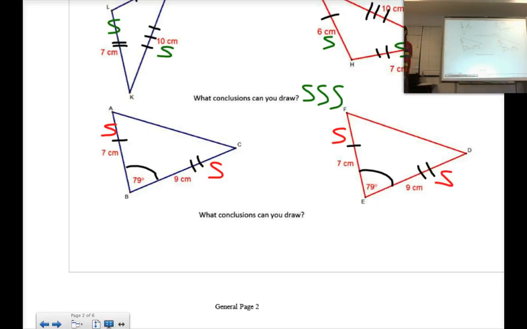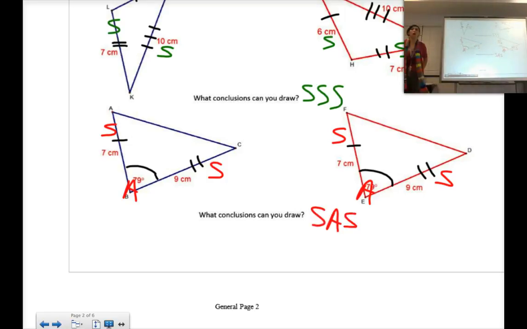What about that 79? What's that 79? An angle. So what's this triangle theorem? Side angle side. Side angle side.